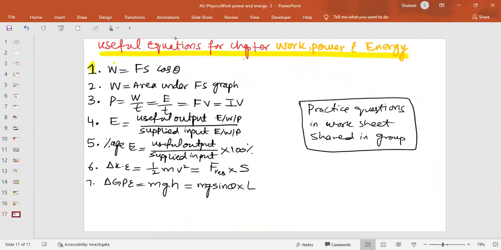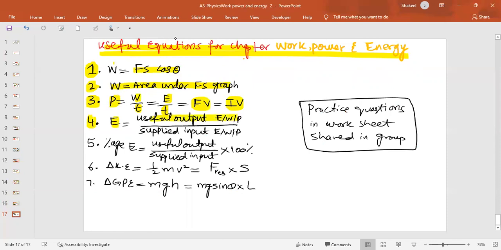Well, there are some useful equations of the chapter. At the end, we just have to recall them. Work is force into distance into cos theta. Work is also equal to the area under the F-s graph. And then power is work over time, or it is energy over time, or it is FV, which is motive power, or it is IV, which is electrical power.